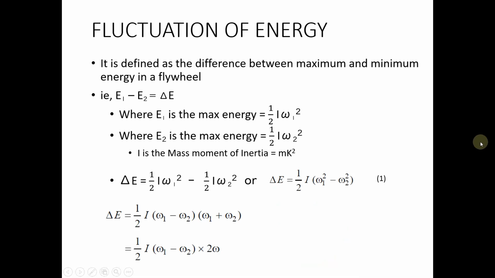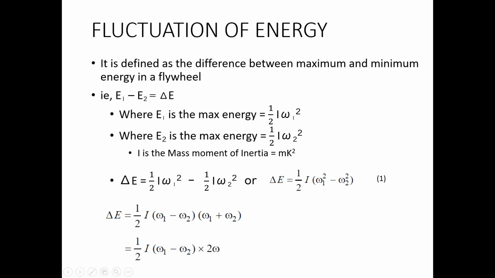Now let us see the fluctuation of energy taking place in a flywheel. So why is there a fluctuation of energy? I had mentioned it earlier itself, because there is a change of speed and there is a change of energy in the flywheel at different points of time.